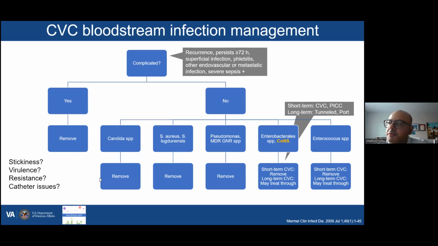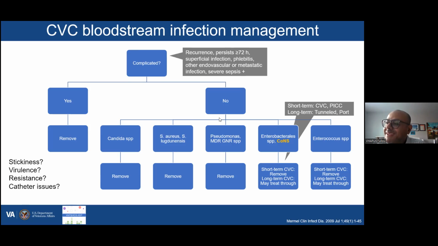This slide walks you through the management of central line infections. The first question you have to ask is, am I dealing with a complicated infection? Meaning, is it recurrent? Is it persisting? Is there a superficial infection, one of the ones I mentioned, phlebitis, some other endovascular or metastatic infection, or is the patient pretty sick? If the answer is yes to any of them, you remove the catheter, no questions asked. Well, you can always ask questions, but remove the catheter is what we'll probably say if you ask us.